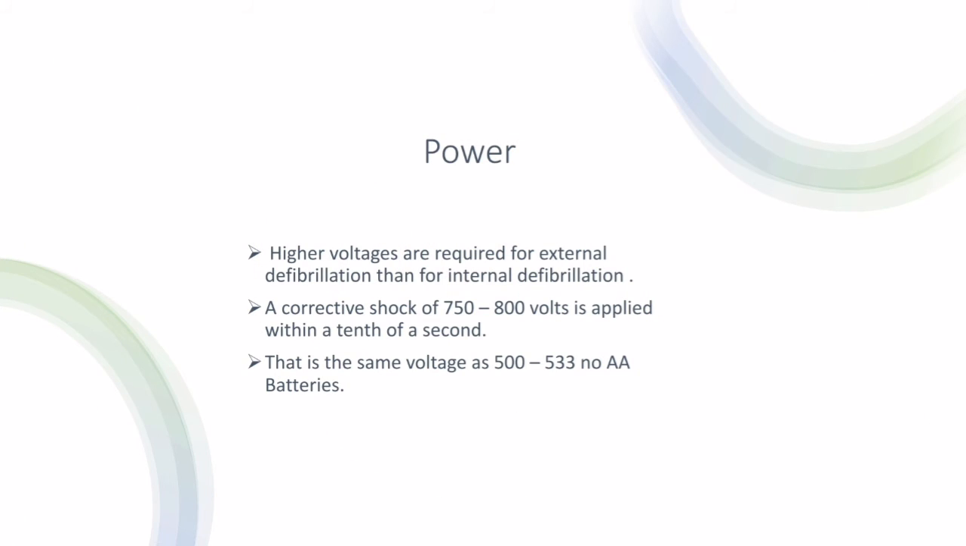Power. In terms of power, higher voltages are required for external defibrillation than for internal defibrillation. A corrective shock of 750 to 800 volts is applied within a tenth of a second. This is the same voltage as 500 to 533 AA batteries.